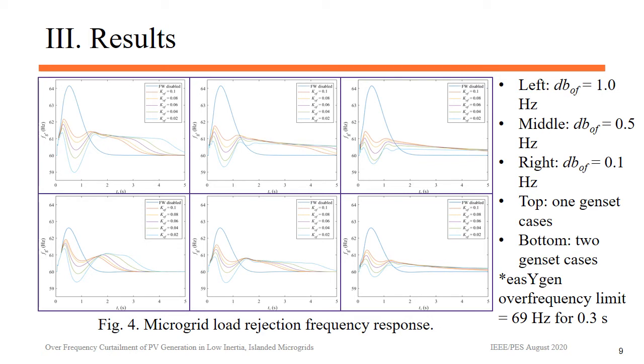In both test sets, better response is achieved when the deadband value is lowest, which is shown in the rightmost column. However, a lower droop slope may be desirable for the single genset case to prevent overcompensation by the PV system. This can be seen by comparing the minimum frequency deviations of the top and bottom plots for each value of deadband.